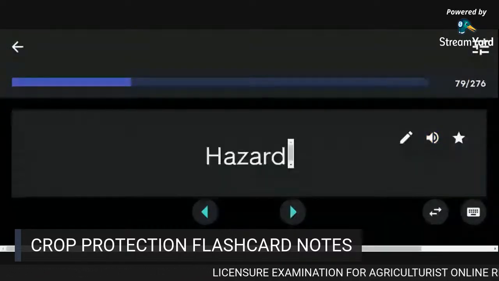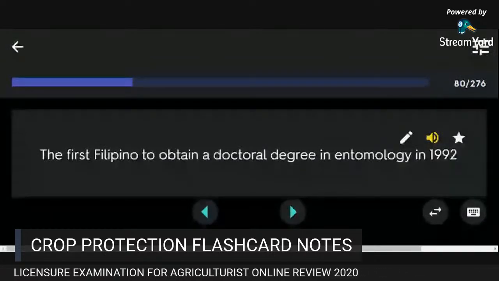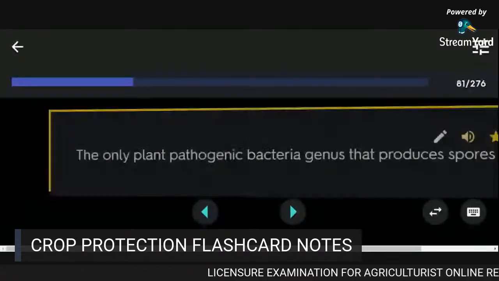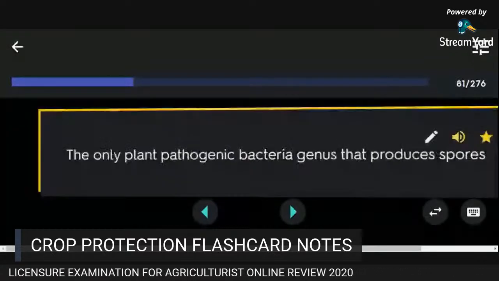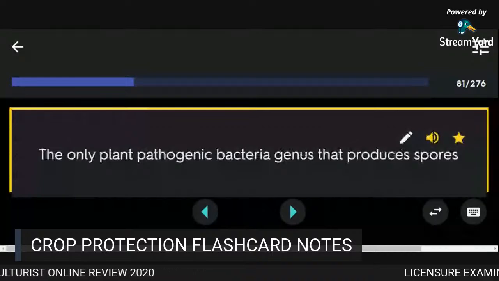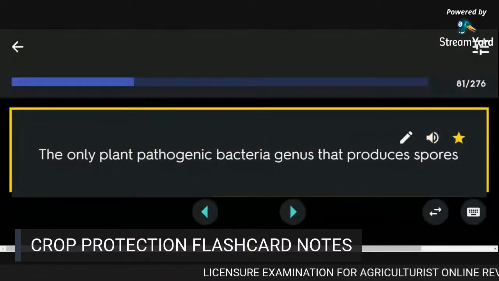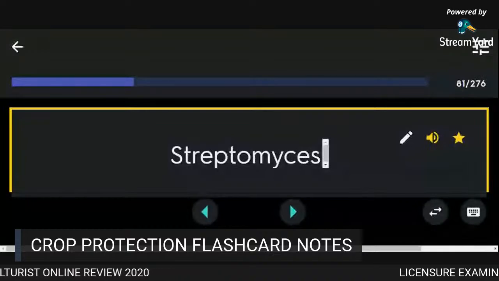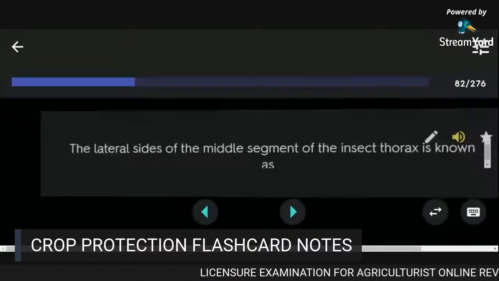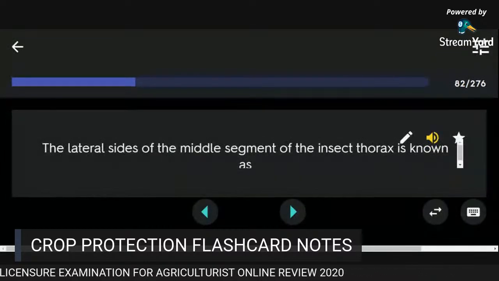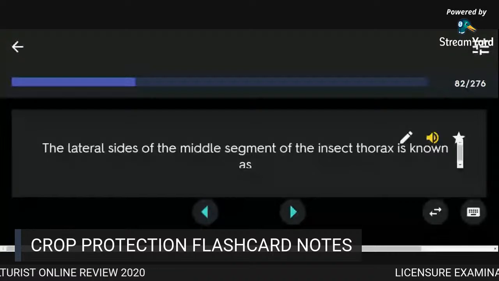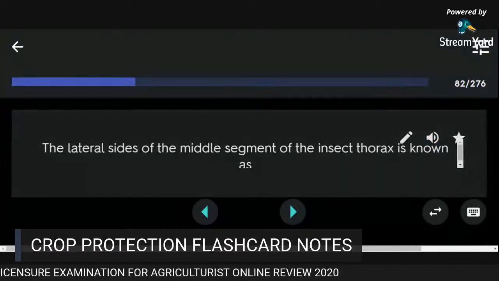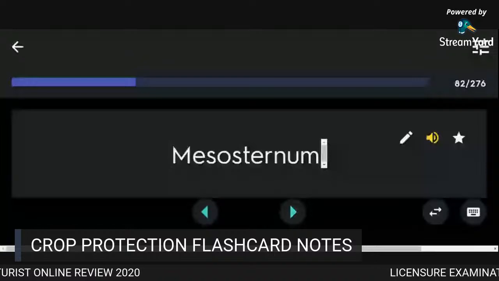The first Filipino to obtain a doctoral degree in entomology in 1992: L.B. Uichanco. The only plant pathogenic bacteria genus that produces spores. The lateral sides of the middle segment of the insect thorax is known as mesopleuron.